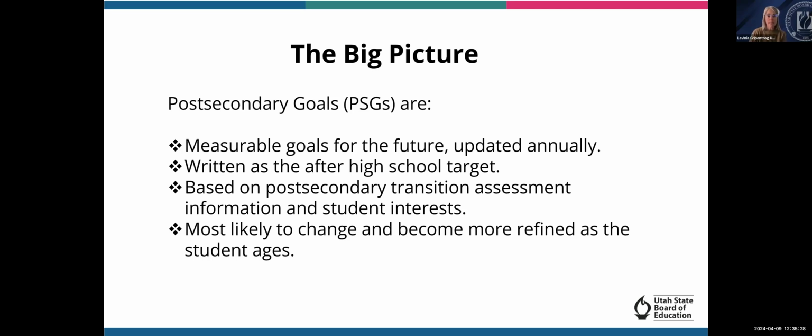They should be written as they are going to occur after school. And they should be based again on all that rich information that we've gotten through those transition assessments, and recognizing that they're going to change.